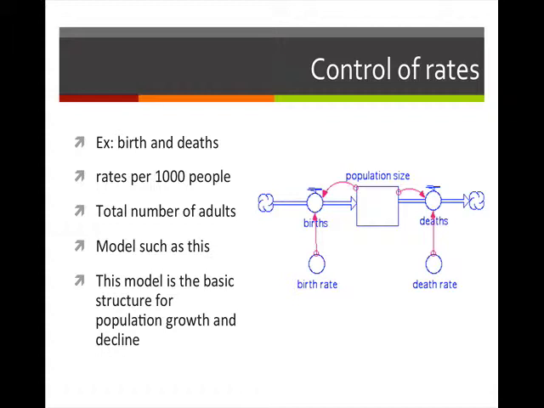So what this model shows is that these birth rate and the death rate are constants that feed into the population, but as the population size increases or decreases, the total number of births or the total number of deaths would change. This is the basic underlying model for the population growth and decline that we're going to see.